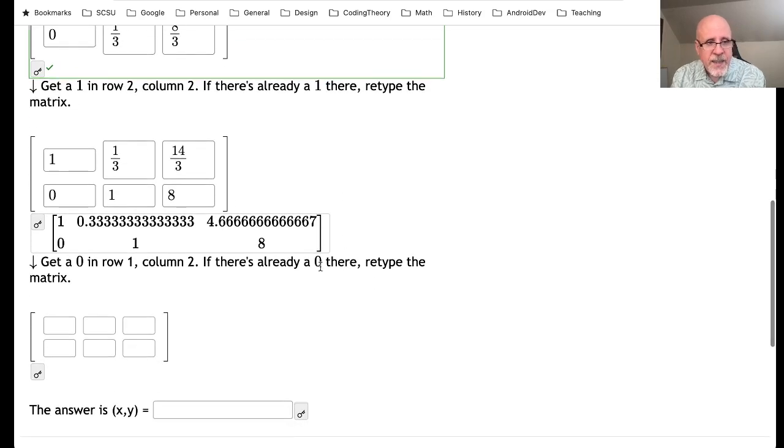Okay, last thing is get a 0 in row 1, column 2. That's the position that currently has 1/3 or 0.3 repeating forever in it.